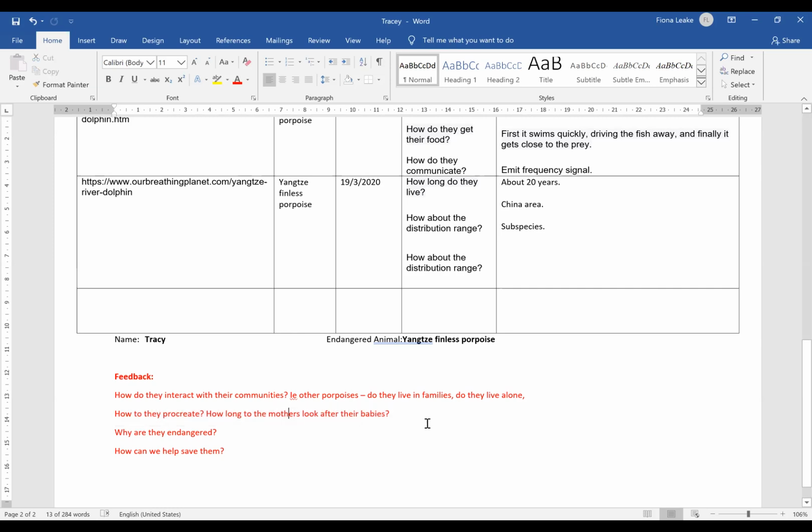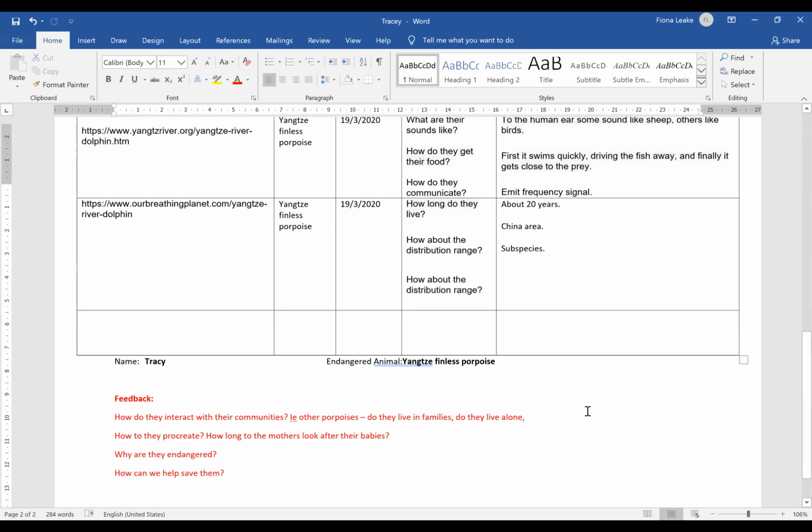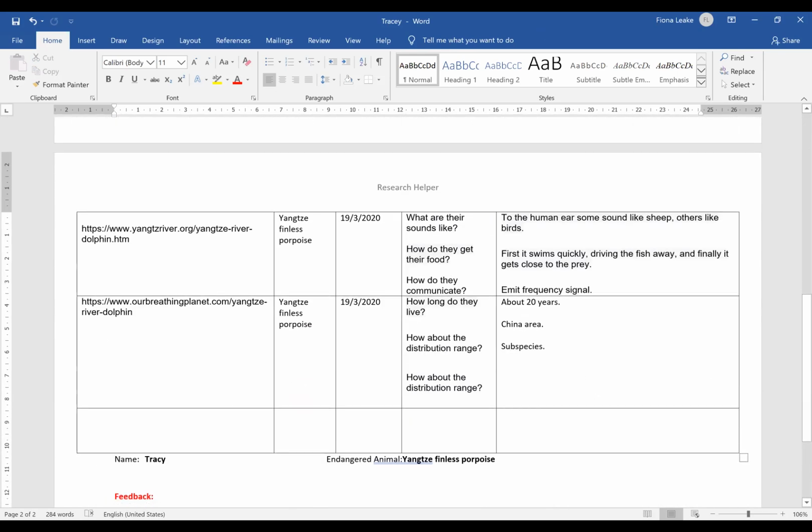How long do the mothers look after their babies? Whales, for instance, look after their young for a very long time. Some birds, which you can maybe hear in the background here, feed their babies for two years, which is crazy. Another one some of you have missed out is, why are they endangered? So what's happening? Are people eating porpoises? Are they hunting porpoises? Is it an environmental issue? This is really important.